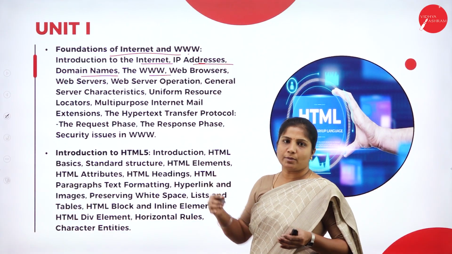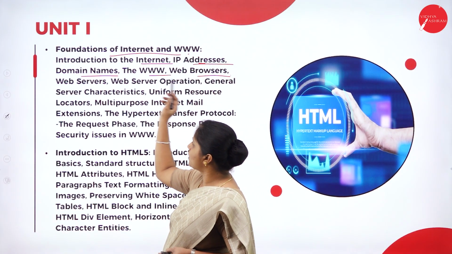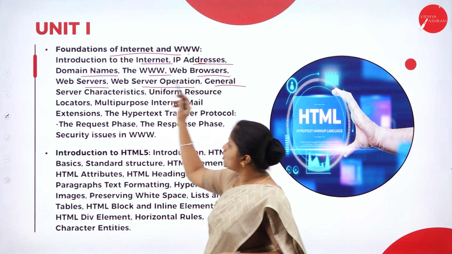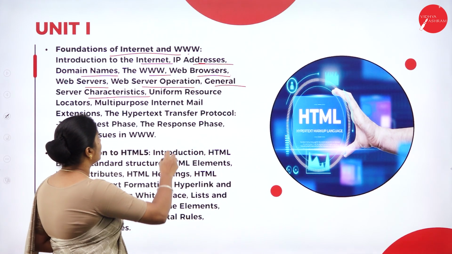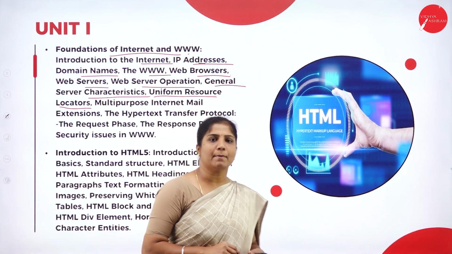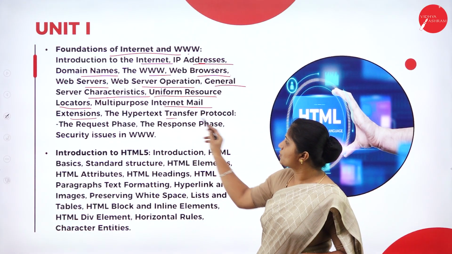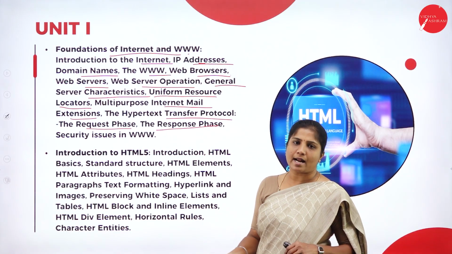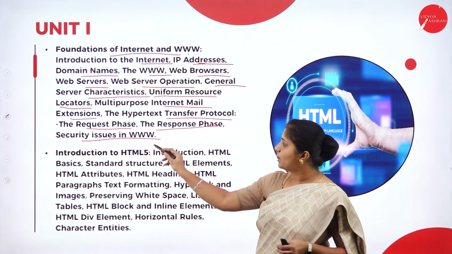Then what is WWW, that is World Wide Web. And also we are going to study about the web browsers, which are the web browsers and web servers and web server operations, what it is going to do, and the general server characteristics. And also the URL, the uniform resource locators, and also the MIME, that is multi-purpose internet mail extensions. Then the hypertext transfer protocol, that is HTTP. So in that we have the request phase and the response phase, and also we are going to study about the security issues in WWW.